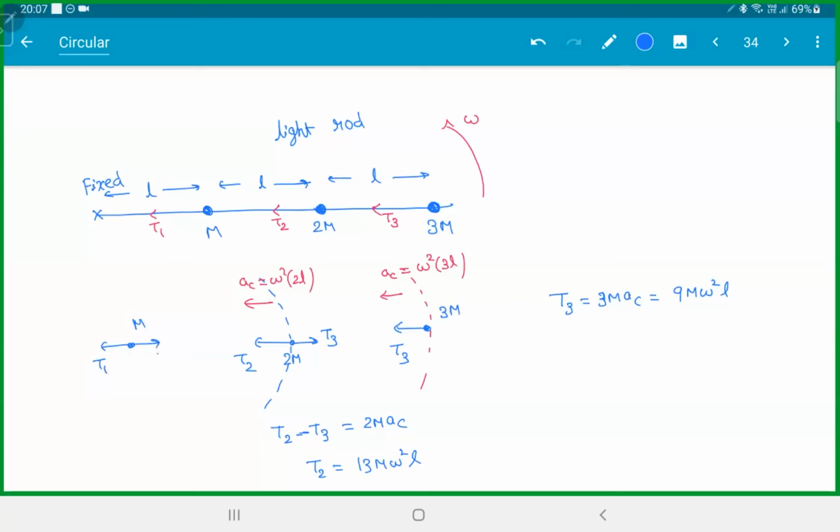This is T1 and this is T2. Again, since you're going in a circle, you have an acceleration. This guy would be T1 minus T2 is equal to m omega square L. And T1 would be 14m omega square L. So if you think about it, after saying that statement, since you're going in a circle, there's an acceleration, circular motion is over there.